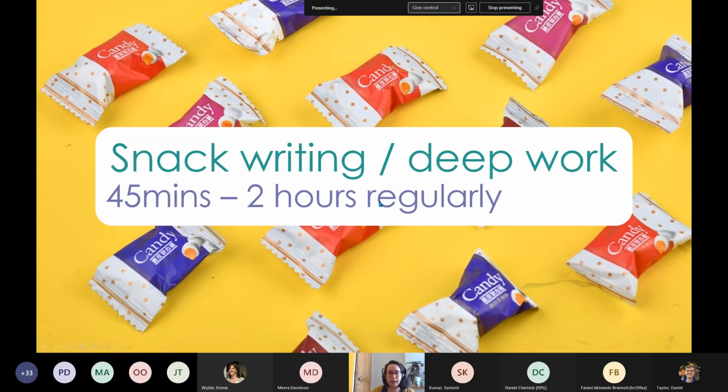So snack writing or deep work. I recommend that you go for 45 minutes as a minimum, up to a maximum of 2 hours, and make it on a regular basis. And as I said, don't let anything else invade that time. Don't let anyone book meetings. Tell your supervisor that's your writing time. And so therefore they won't disturb it. So it's in my diary every other day for an hour, and I don't let anyone disturb that.